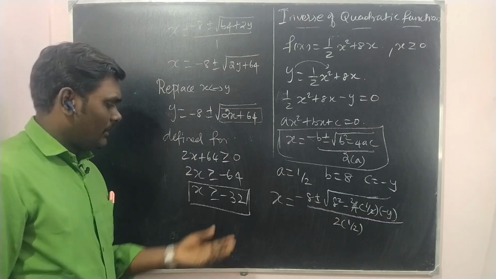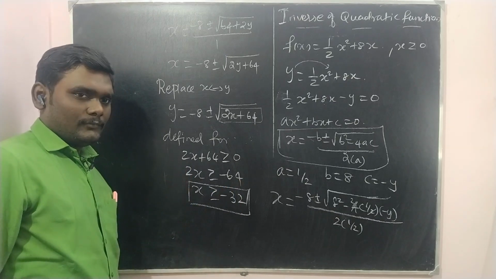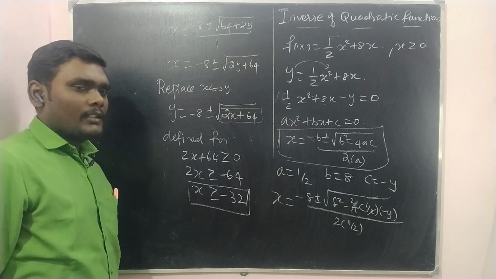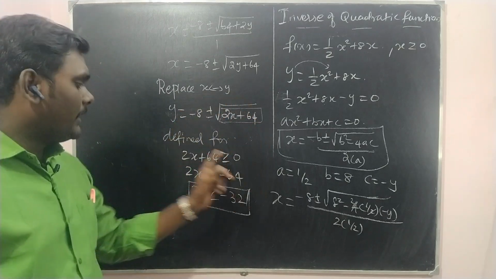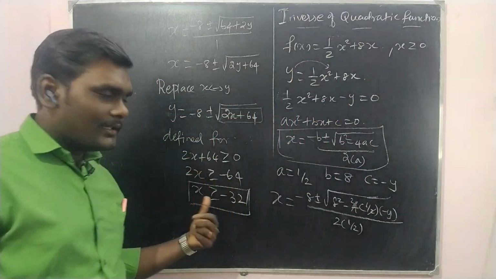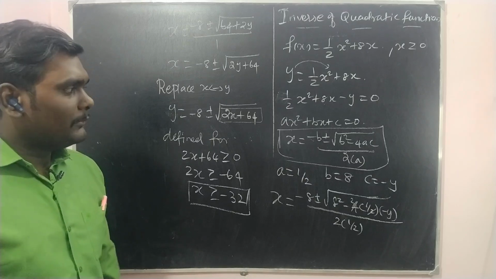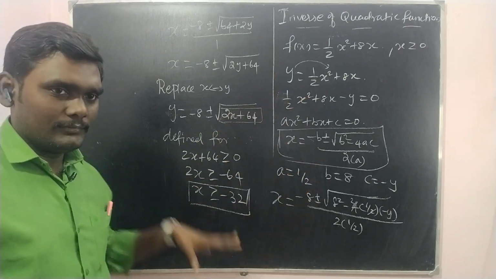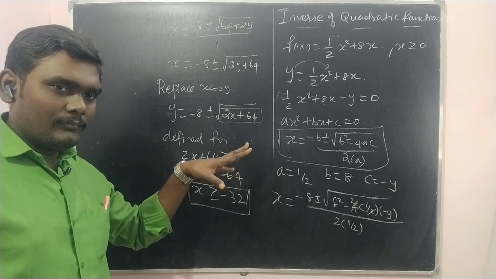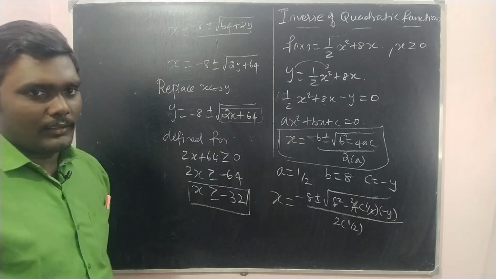Got it? How did we get this minus 32? I transposed this 64, so it became minus 64. For those values only this is defined. Initially they gave x should be greater than or equal to 0, but the inverse function is defined for only these values. Got it? This may look like a long process, but this is the actual method. There is no shortcut for this. What I gave is a shortcut literally.